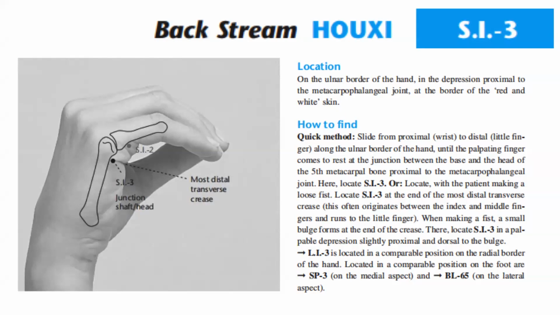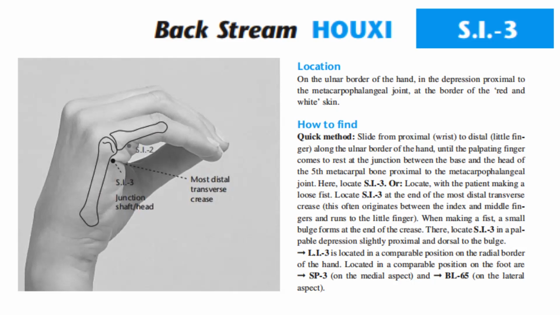Here, locate SI3. Or locate with the patient making a loose fist. Locate SI3 at the end of the most distal transverse crease. This often originates between the index and middle fingers and runs to the little finger. When making a fist, a small bulge forms at the end of the crease. There, locate SI3 in a palpable depression slightly proximal and dorsal to the bulge.